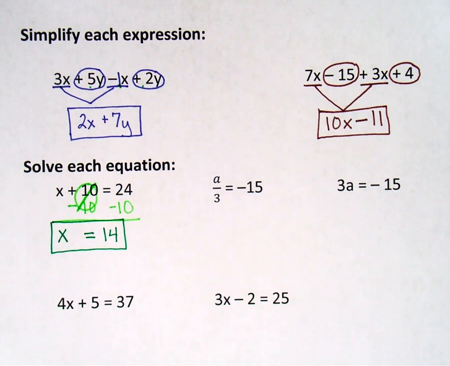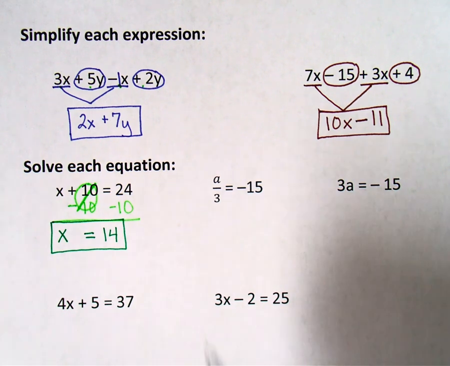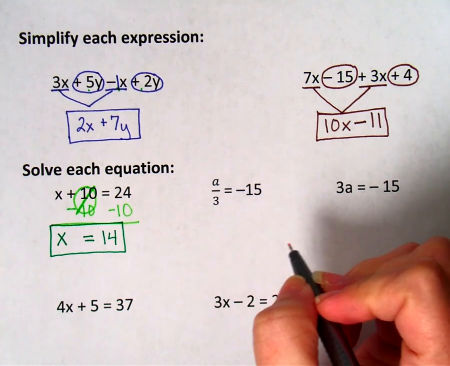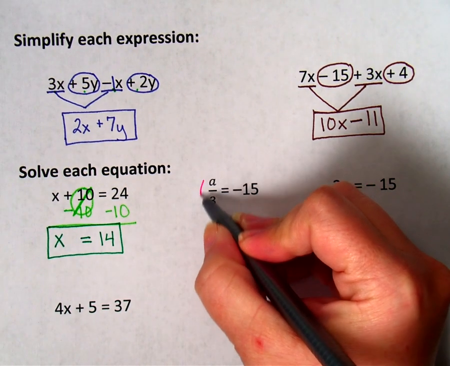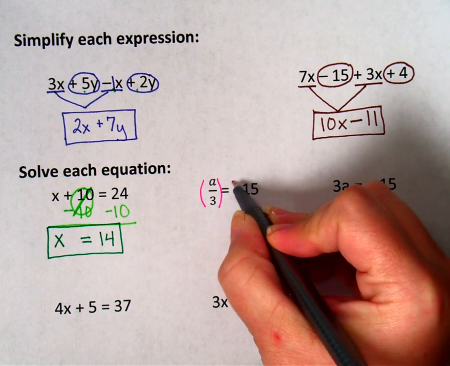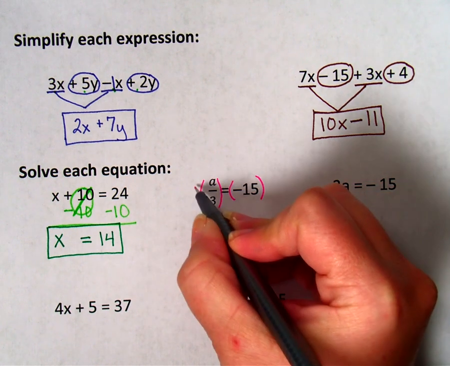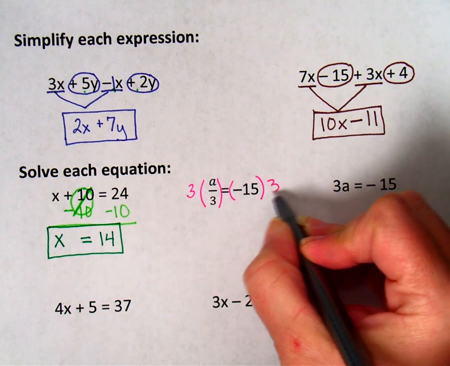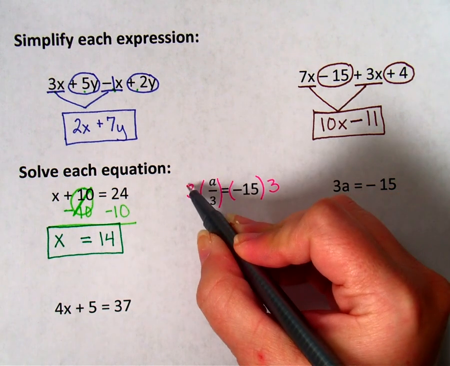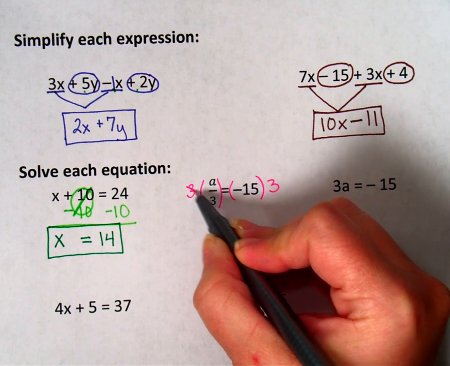Okay, so then let's look at the next one. On the next one, I have a over 3 equals negative 15. And a over 3 is really a divided by 3. So the opposite of dividing is multiplying. So I'm going to multiply both sides by 3. That way these 3's, it's really like 3 over 3, which is 1. So that's why they cancel out.